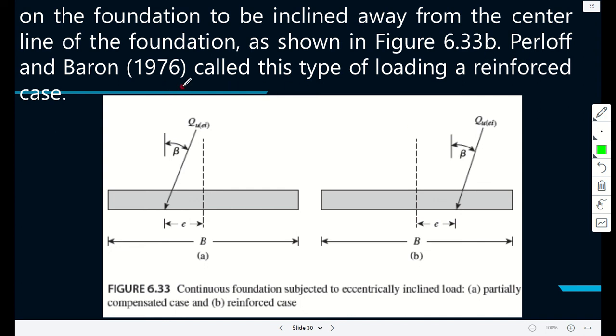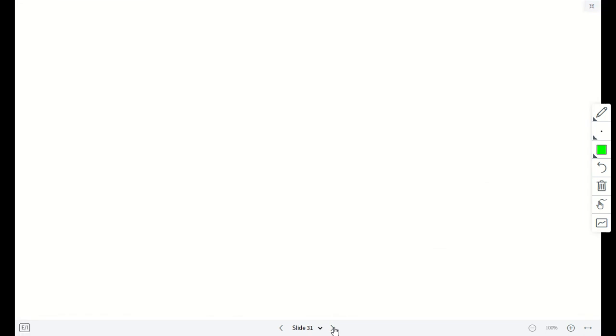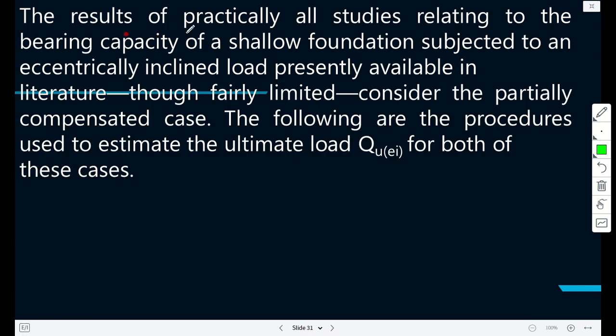Perloff and Baron in 1976 called this type of loading a reinforced case. The results of practically all studies relating to bearing capacity of shallow foundations subjected to an eccentrically inclined load presently available in the literature, though fairly limited, consider the partially compensated case. The following are the procedures used to estimate the ultimate load for both cases.